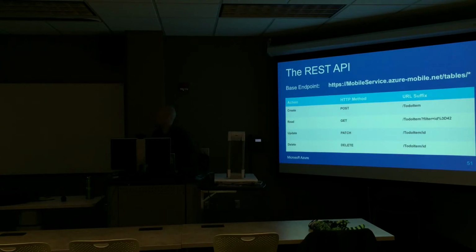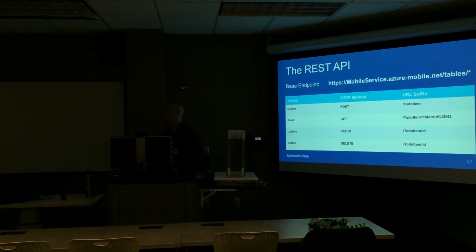So this is the REST API that's generated whenever you create a table. In this case right here, we have our local vars.azure-mobile.net/table/to-do item. And this is just simple REST. So post, get, patch, delete. Pretty simple as far as doing gets go. That's an OData filter that we're applying there. So everything's very standard. And behind the scenes, we're using just JSON.